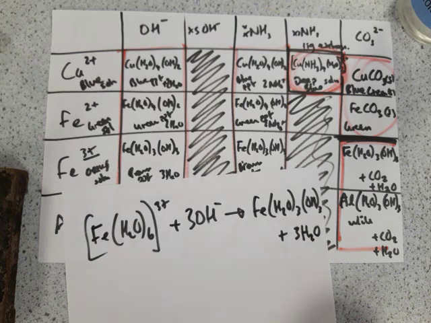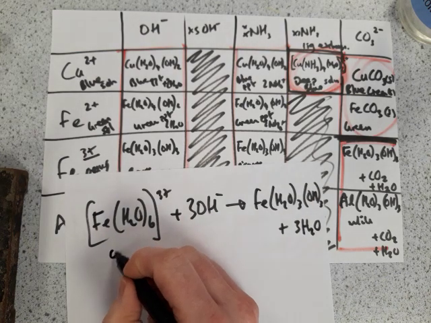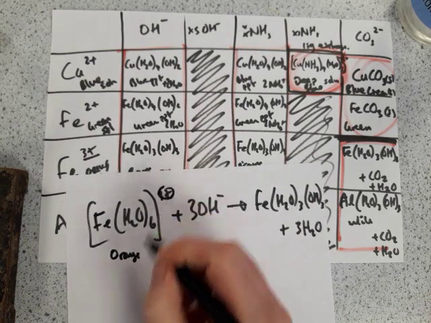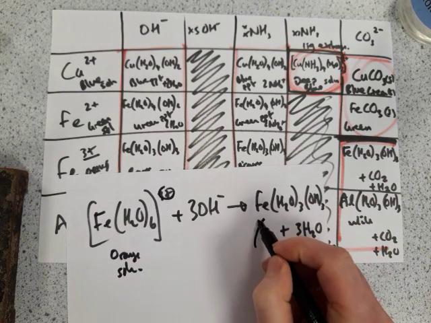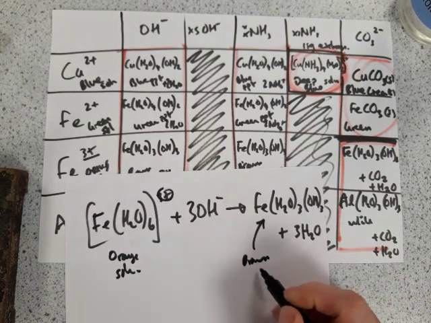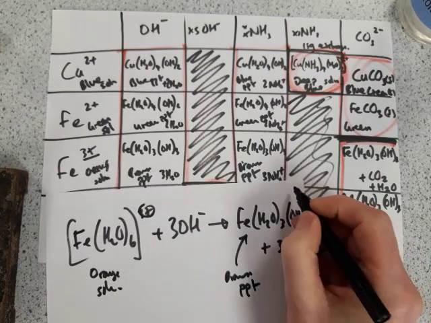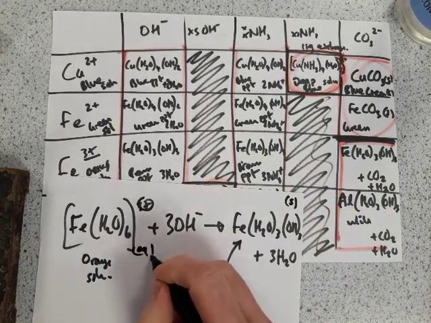Boom, easy. They then ask for observations. We know this is an orange charged solution, and we know this is a brown precipitate. So they might ask for state symbols. You'd write S there, and you'd write aqueous there.